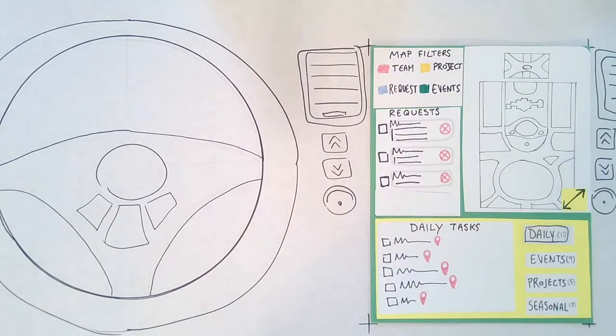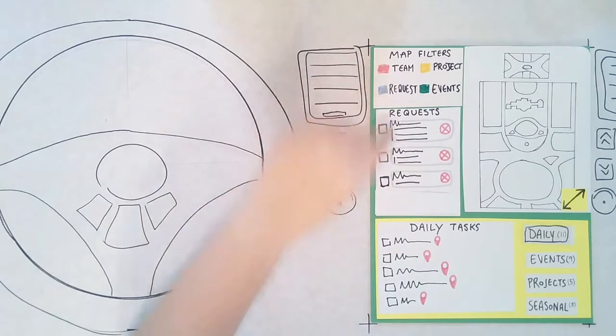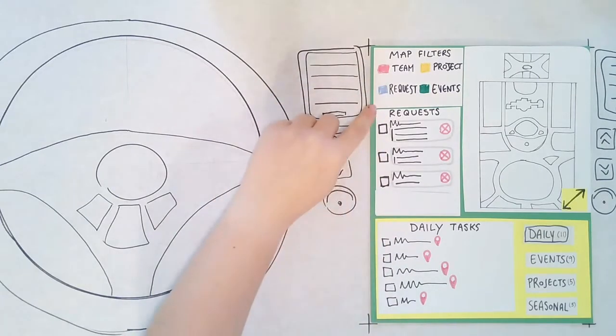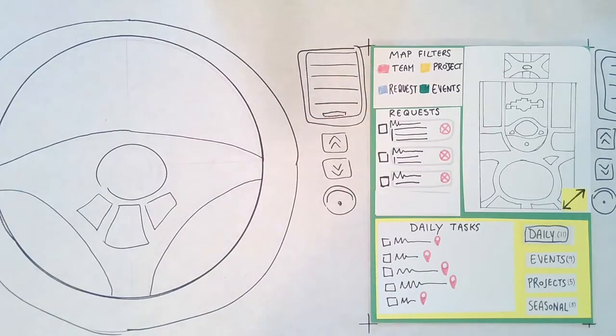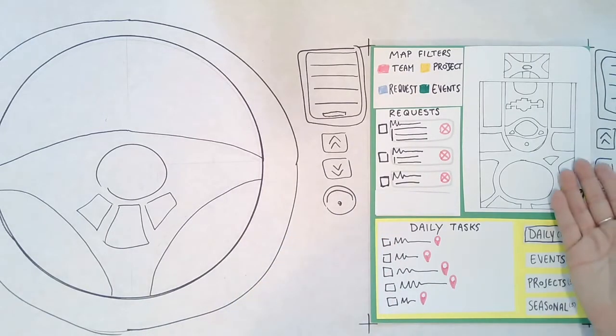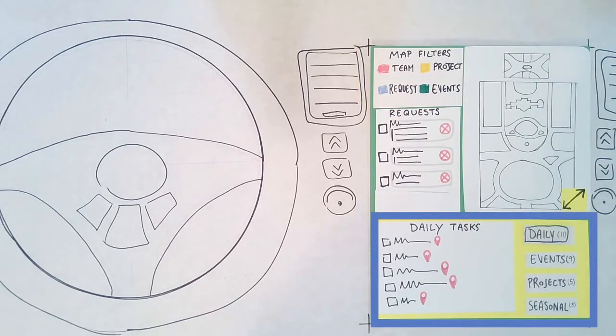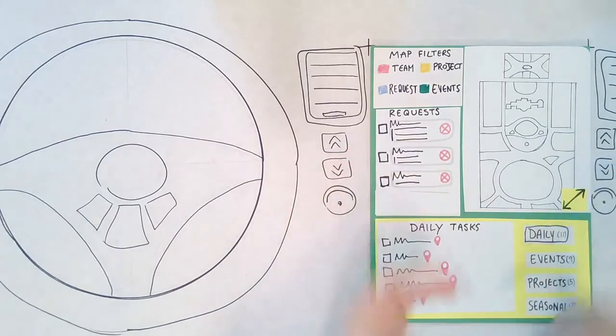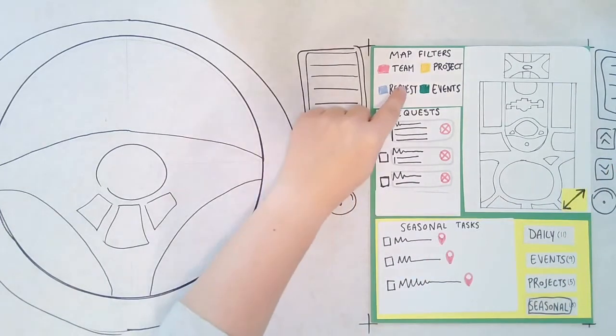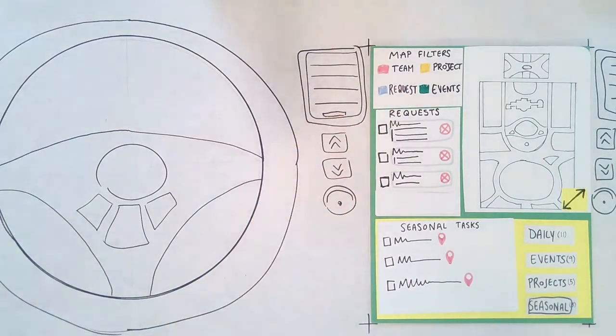Once they've logged in, there's around 4 different sections on the dashboard. There's a map and some filters, there's a maintenance request section, and then there's their tasks that they can organize and view by category. In the map filters, there's a team filter, a request filter, a project filter, and an events filter. Daily tasks show the repeatable things that happen every single day for one of these gardeners. If a filter is selected, the corresponding color will appear on the map.